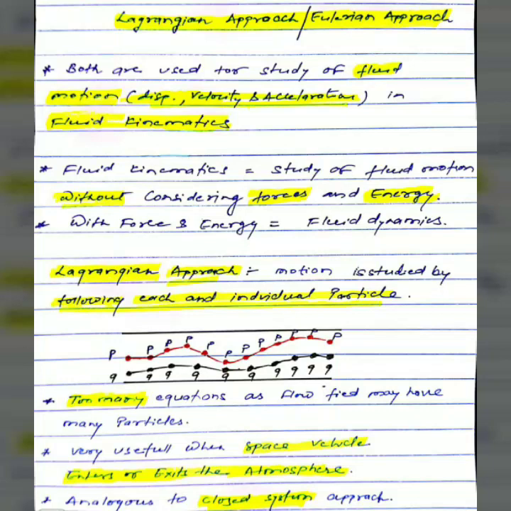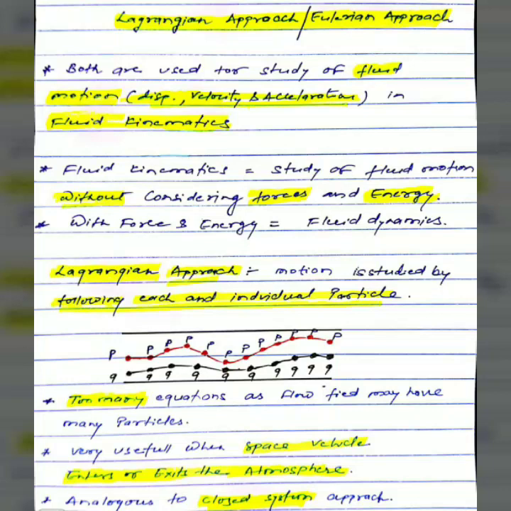So first, Lagrangian approach. It is the approach which uses the study of each and every particle in a flow field for the study of fluid flow behavior. Suppose we have a pipeline in which two fluid particles are moving, P and Q. Then in this approach we have to study the fluid flow by following both particle P and Q.